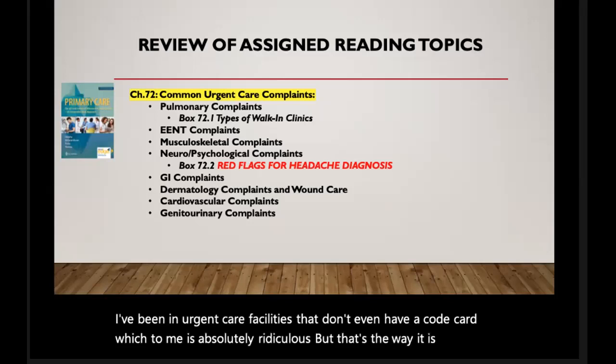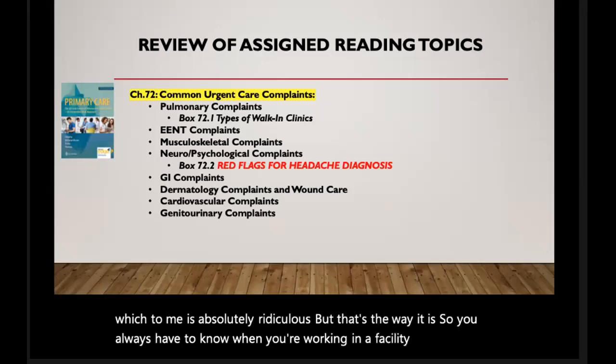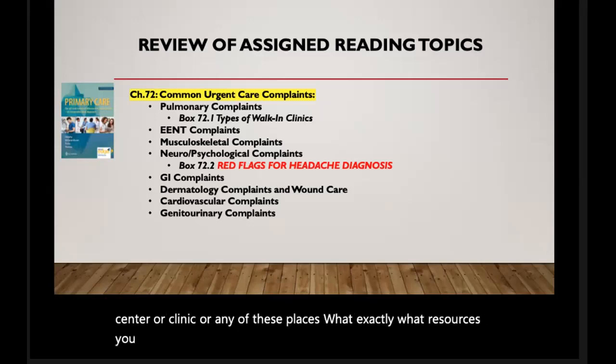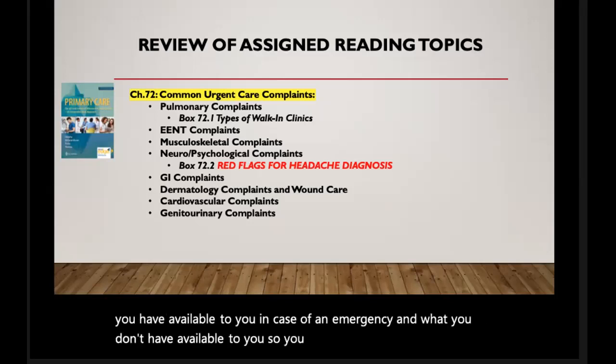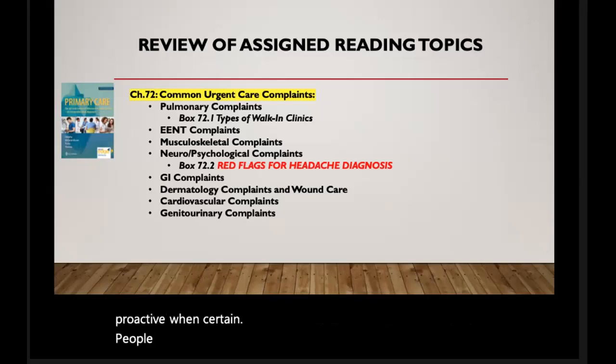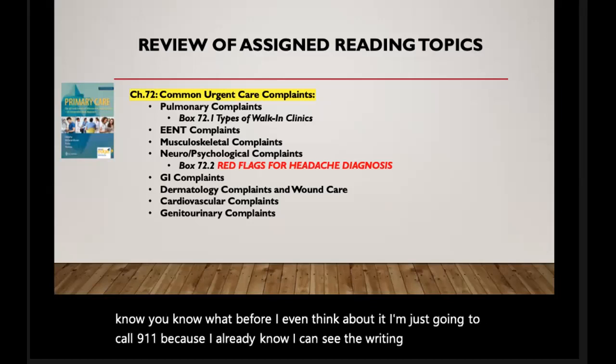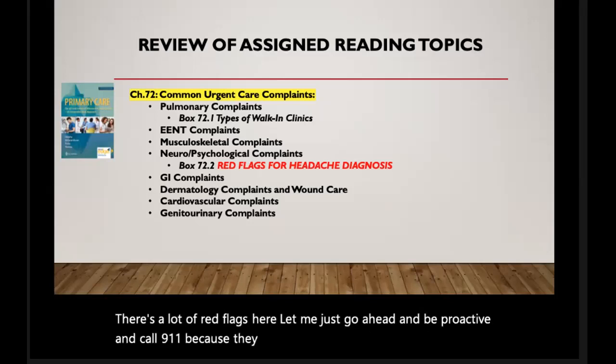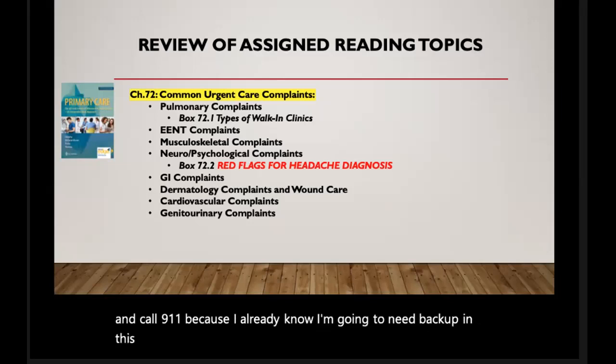So you always have to know when you're working in a facility or any kind of center or clinic what resources you have available to you in case of an emergency and what you don't have available to you. So you have to be very proactive when certain people or certain conditions walk through the door. You already know, before I even think about it, I'm just going to call 911 because I can see the writing on the wall. There are a lot of red flags here. Let me just go ahead and be proactive and call 911 because I already know I'm going to need backup in this situation. So you always have to be on guard for that sort of situation in terms of urgent care complaints.